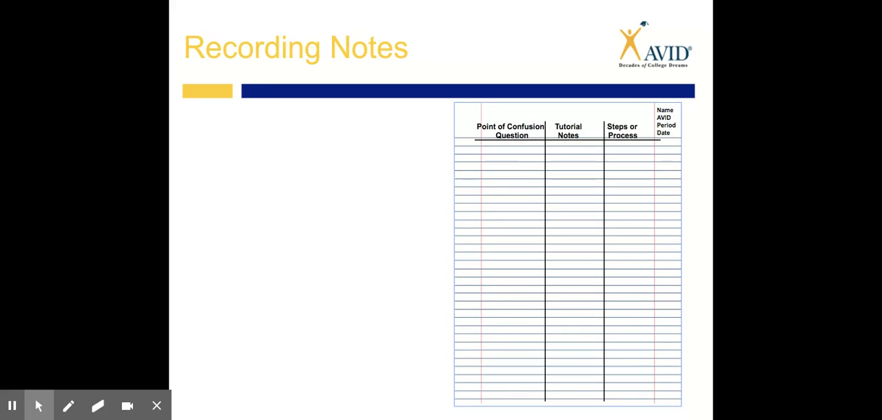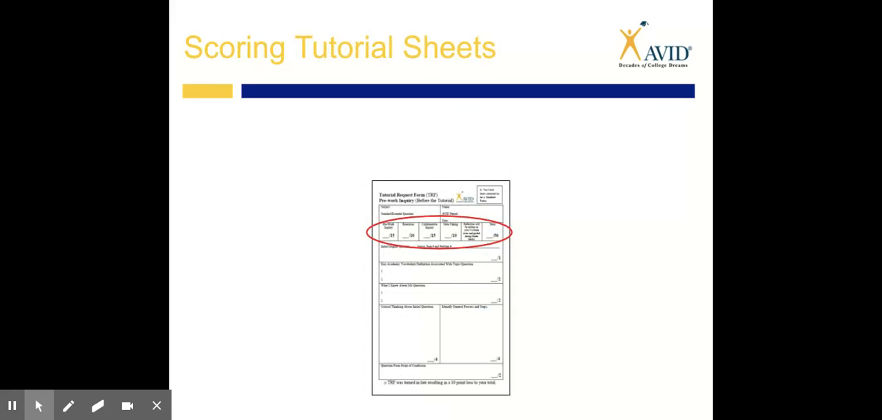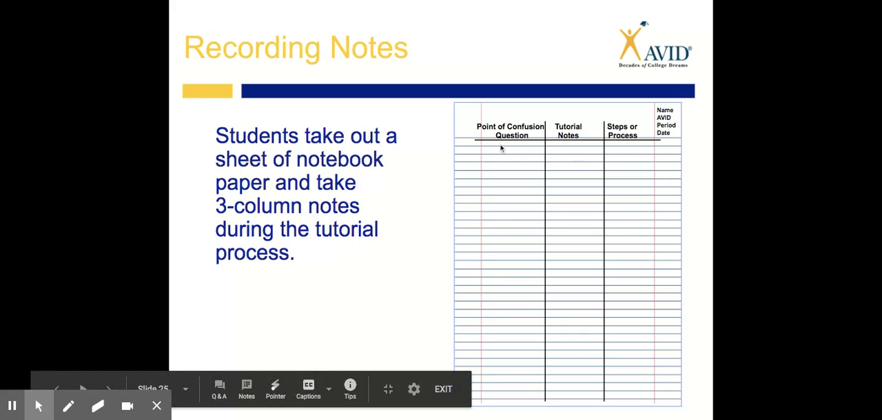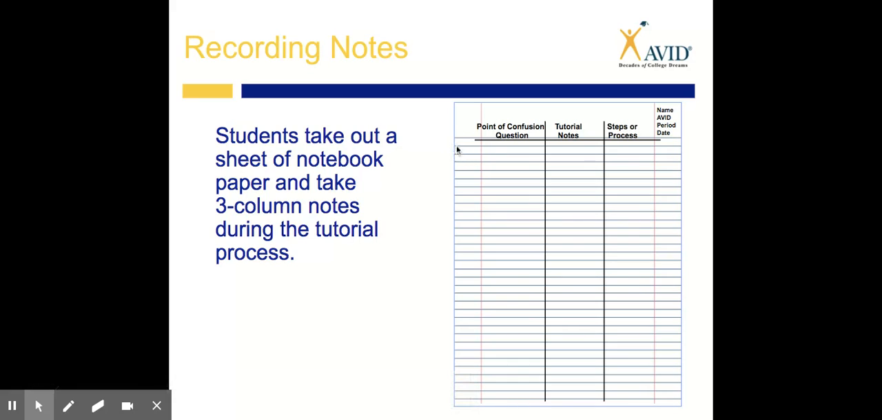Anyways, so recording notes during your tutorial. All right, you need to have a piece of notebook paper out. You can take 3 column notes during the tutorial process. All right, so this is where you say, let's say there's a kid named David. David's point of confusion. You write David's name over here on the side, what his point of confusion was, steps taken during the tutorial, right? And then ultimately, well, not steps taken. That's what you do over here. You do the notes right here, and then you'll describe the steps or processes later.